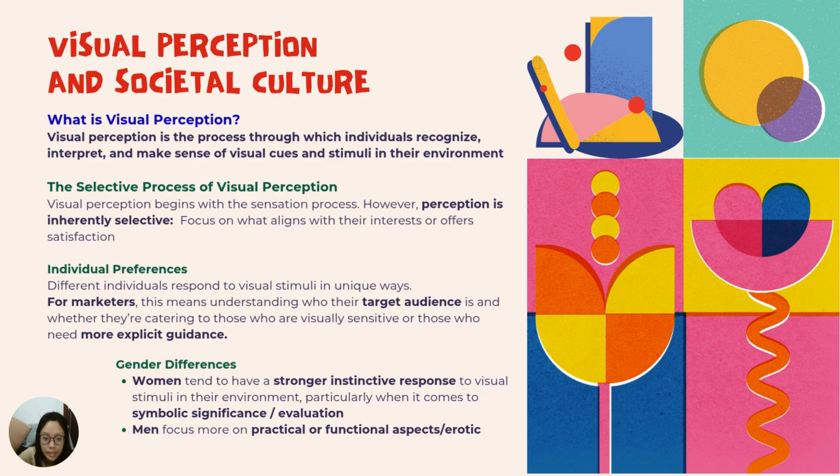There's also gender difference in visual perception. It has been widely documented that gender differences play a role in how visual information is processed and perceived. Women and men often react differently to visual stimuli, especially in emotional contexts. Studies show that women tend to have a stronger instinctive response to visual stimuli in the environment, particularly when it comes to abstract shapes and named objects. This means women are often better at recognizing and categorizing objects, especially through symbolic significance.